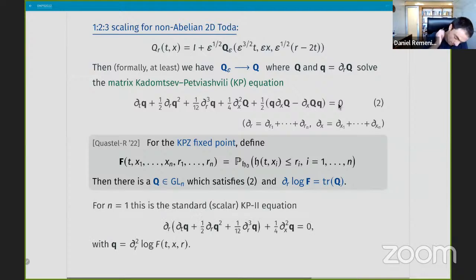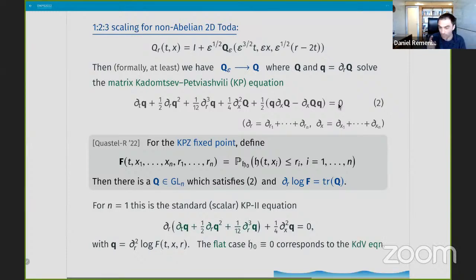So there's also, in the case of n equals one, so if I look at the one-point case, this matrix KP equation becomes the standard KP equation, which is this equation here, which I guess most of you will still not have seen before. This matrix KP equation is the multipoint generalization of this completely integrable PDE.